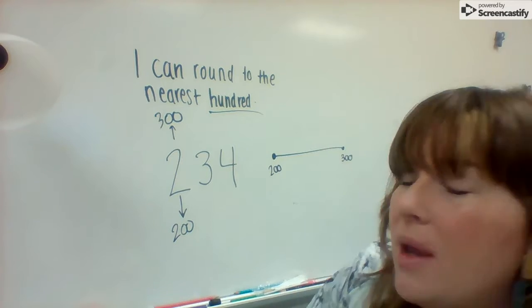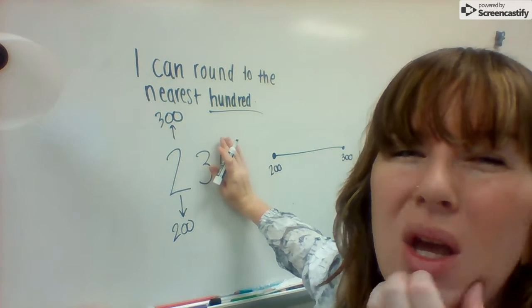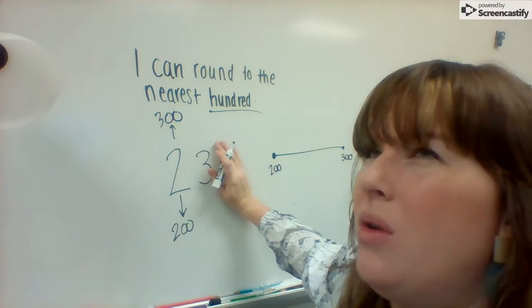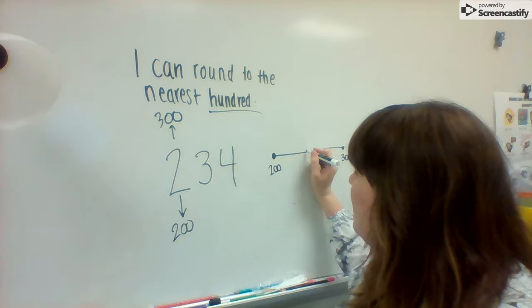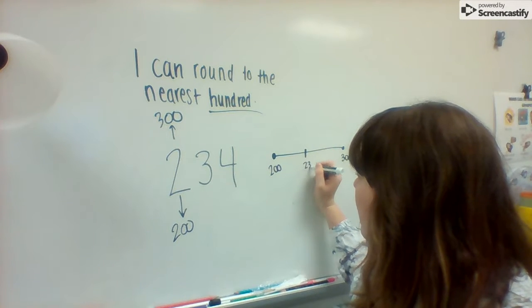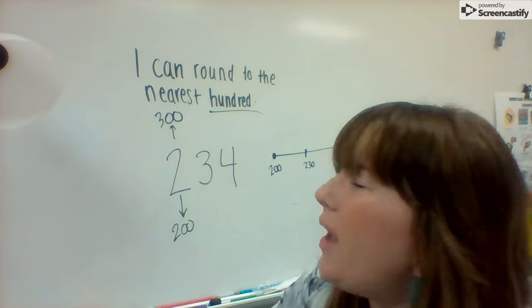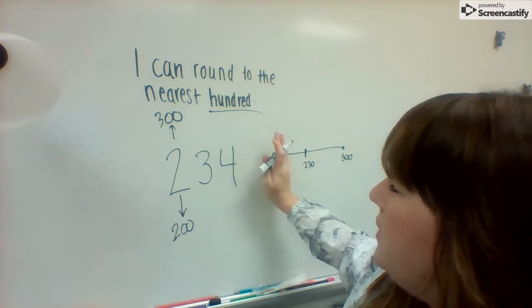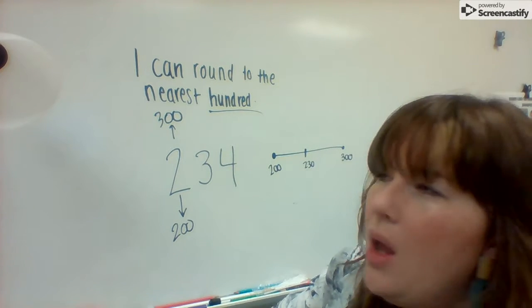So I'm just going to ignore that for a second. I'm just going to pretend that this is a 230. And I'm going to think, where would 230 fall on this number line? I would think that it might be somewhere over here. 230. And now I'm going to look at, if I counted down to 200, how close would it be? Or if I counted to 300, how close would it be?